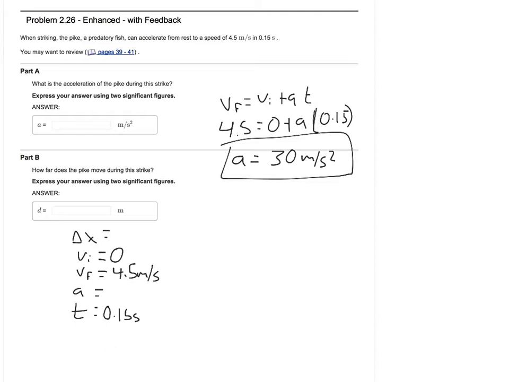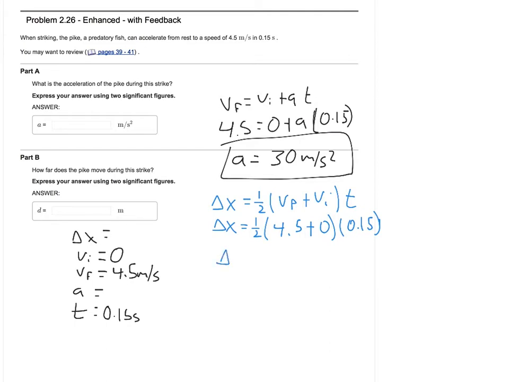The second part asks for how far it moves during this time. So I'm going to use one of my delta x equations. I'm just going to use this one, but there are a few options for which one you want to use. So I go ahead and plug in the things that I know, and I solve for delta x, and I find that delta x is equal to 3.375, but 3.4 meters if we round to 2 sig figs, as the question asks.